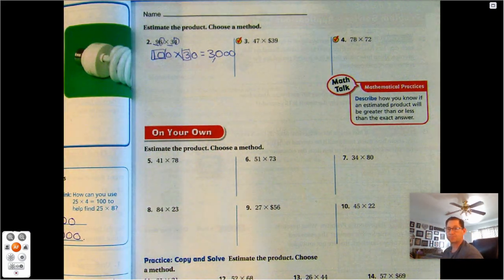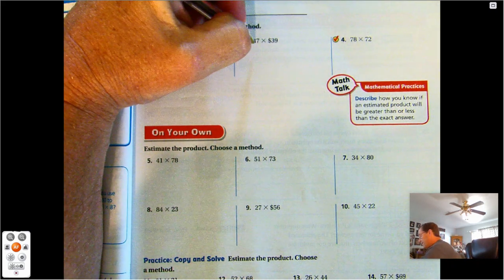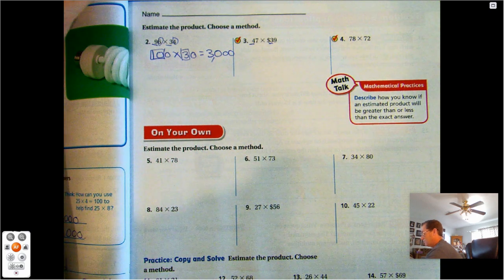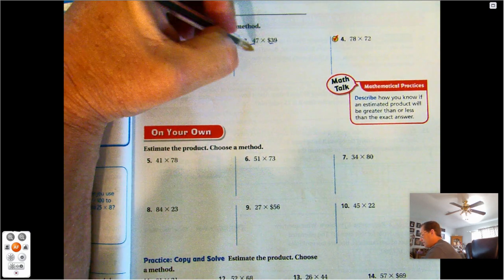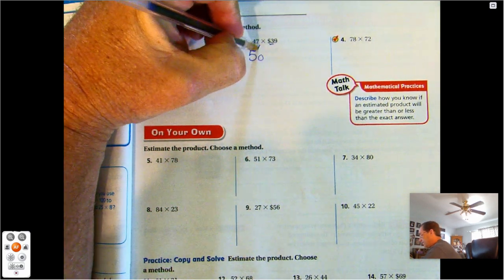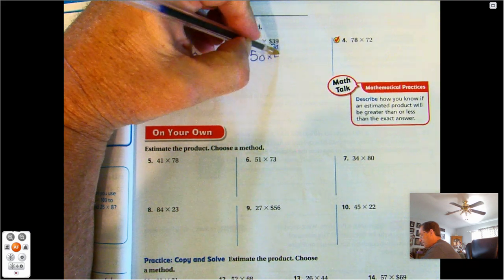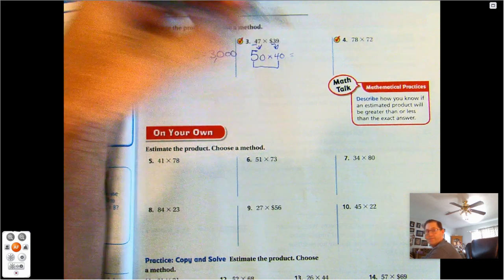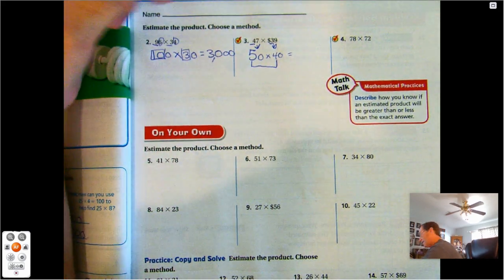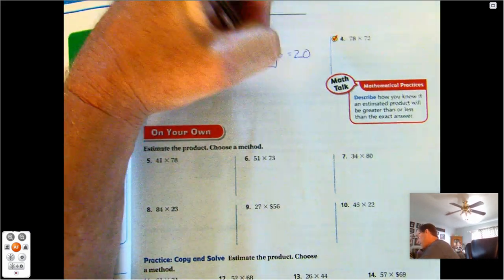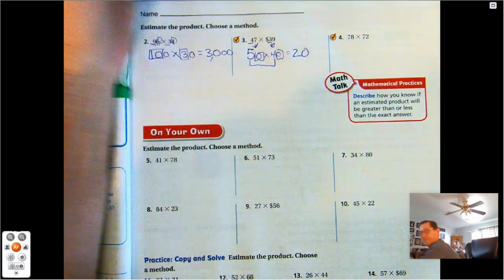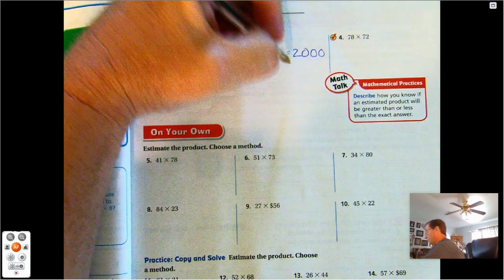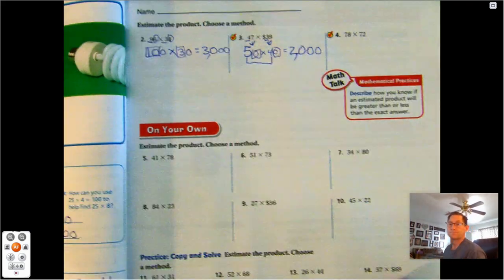47 times 39. Again, I'm going to use the rounding to 10 method. So 47 becomes 50. 39 becomes 40. 5 times 4, the basic math fact, is 20. And then I'm going to put the 2 zeros from both factors. So 2,000. 78 times 72.